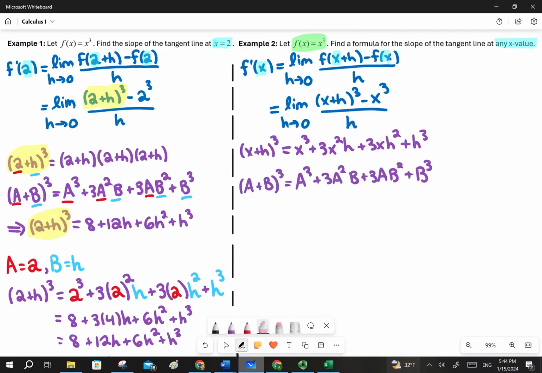If we use the shortcut that a plus b cubed is a cubed plus 3a squared b plus 3ab squared plus b cubed, with a equals x and b equals h, we can get that x plus h cubed equals x cubed plus 3x squared h plus 3xh squared plus h cubed immediately.